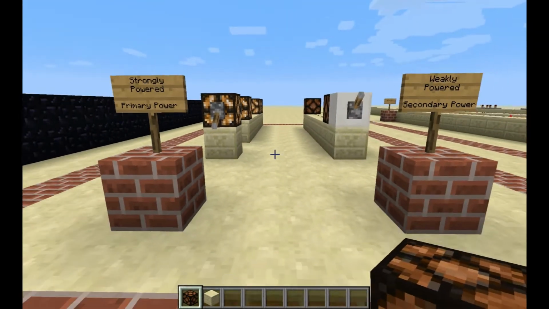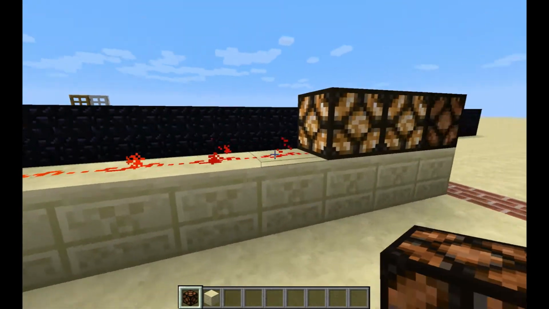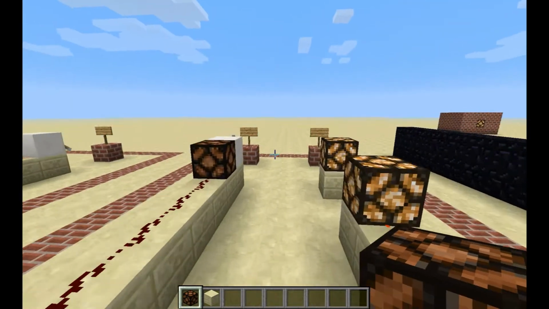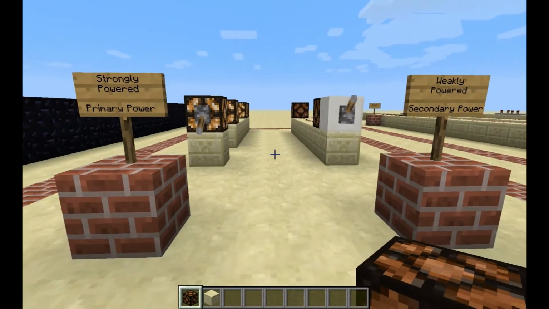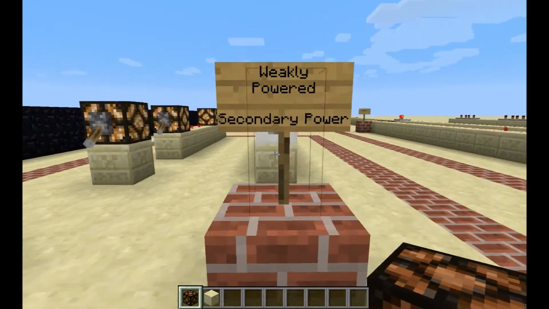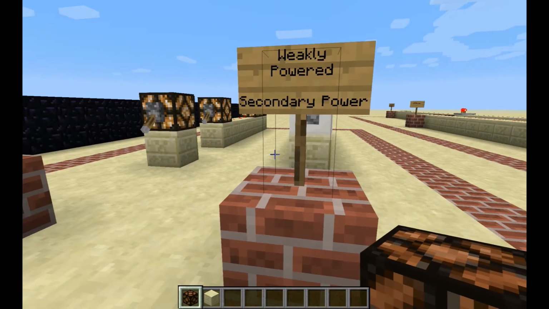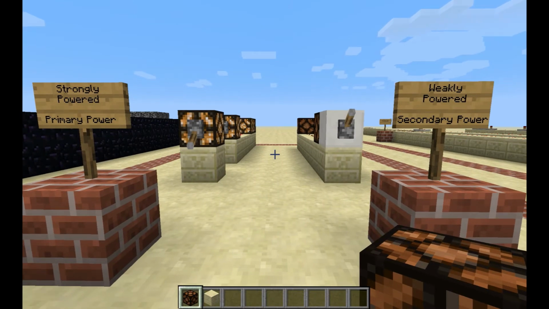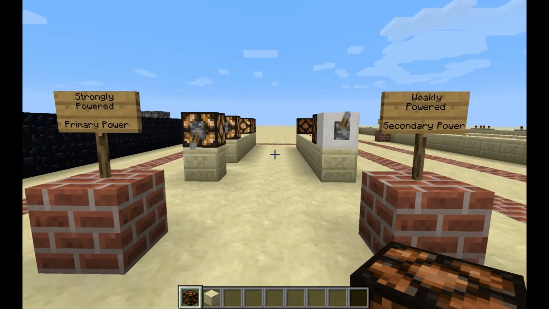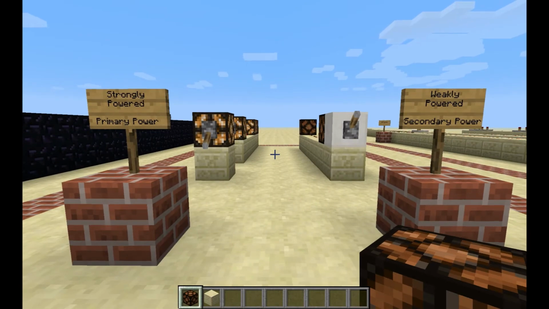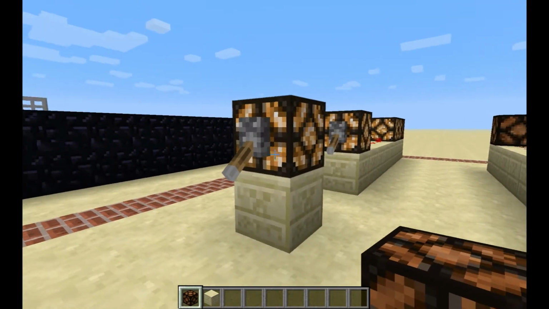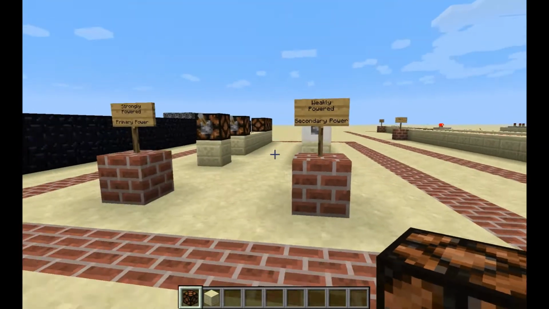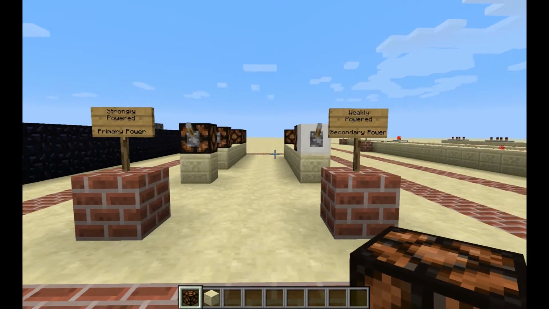So strong power is from a direct source. Weak power is blocks that are attached to a strong power source and still function, and blocks behind that don't do anything. So this is one of the main concepts that you'll need to be aware of when it comes to redstone. Like I said, we're going to get into the in-depth of various things like redstone wire, redstone dust and such later, but this is a basic primer for now.